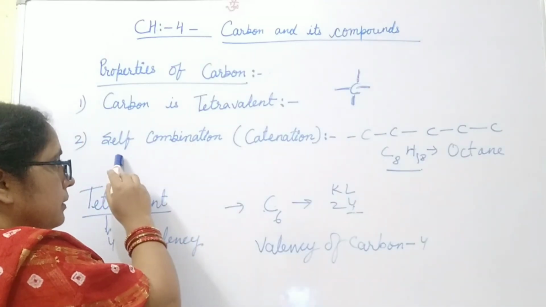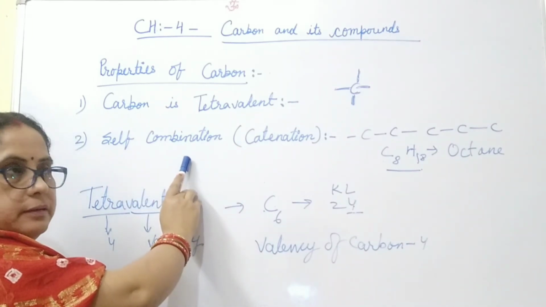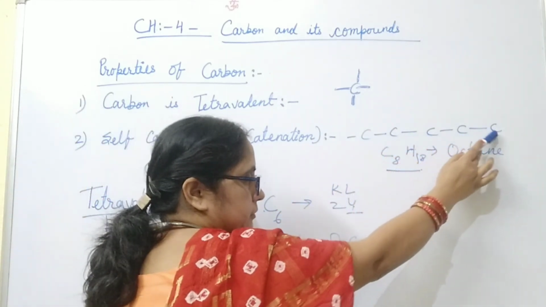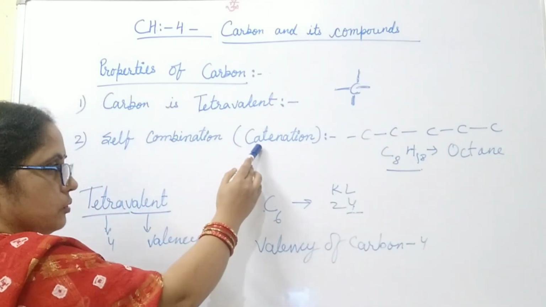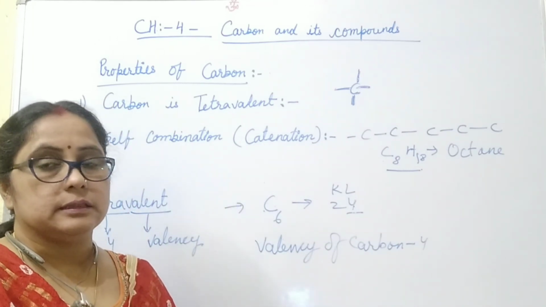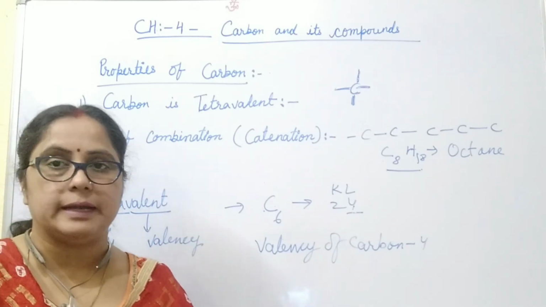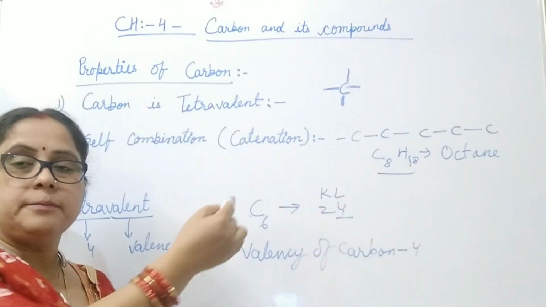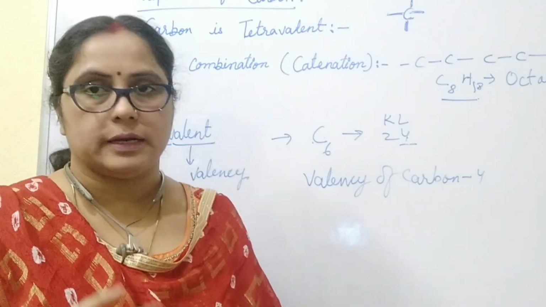The second property of carbon is self-combination. This is a very unique property of carbon in which carbon atoms link with other carbon atoms and form a long chain. This property of carbon is also called catenation. Thus, we can define catenation as the property of carbon in which carbon self-combines with other carbon atoms to form a long chain. By using these two properties, carbon forms a large number of compounds that are also called organic compounds.